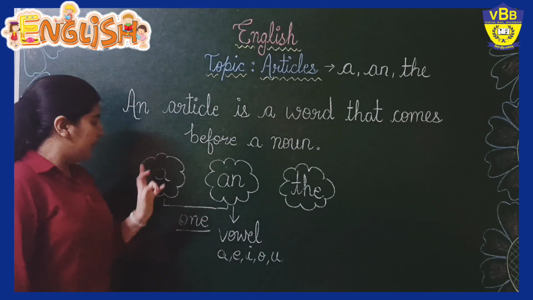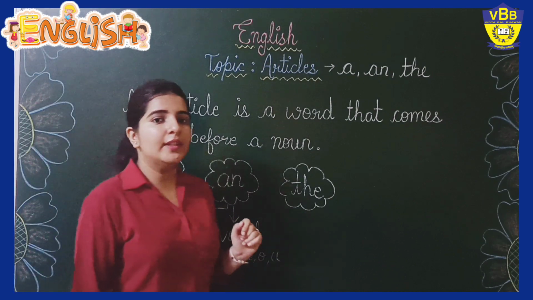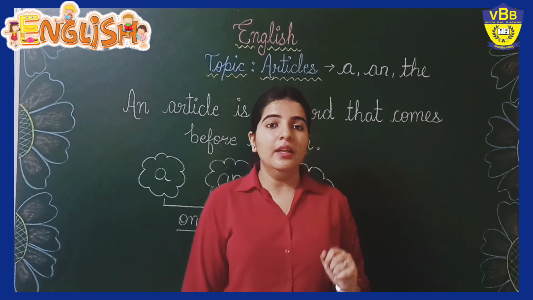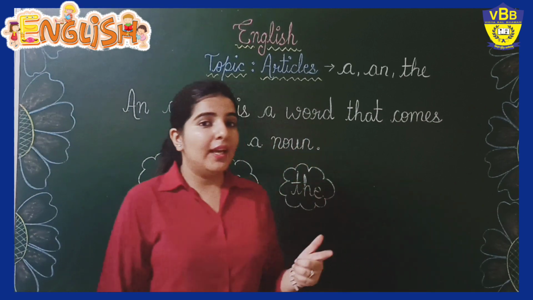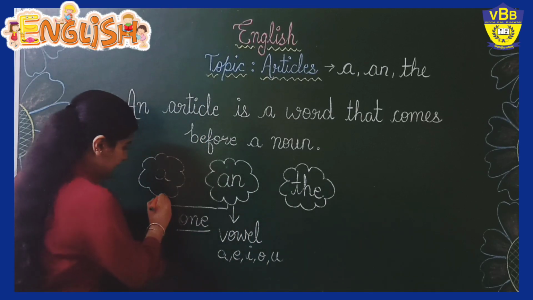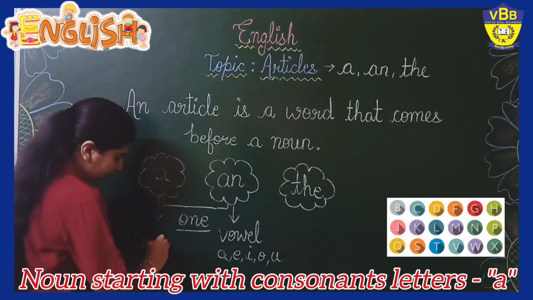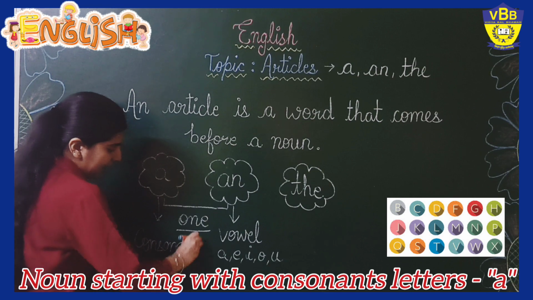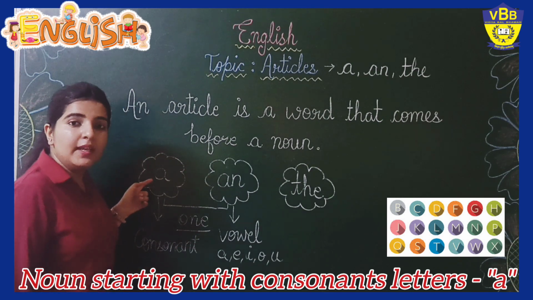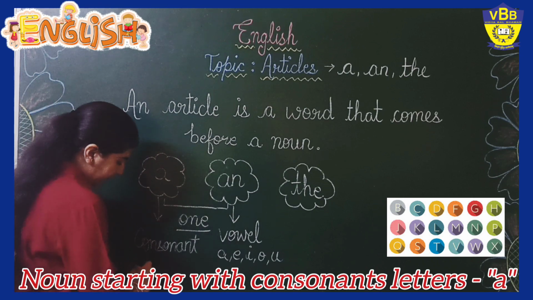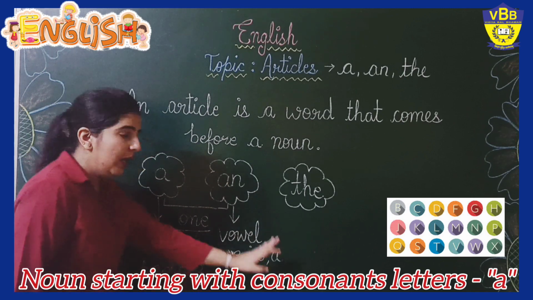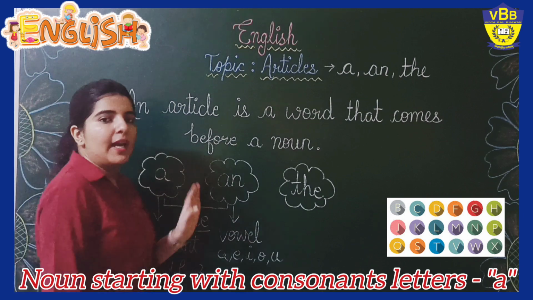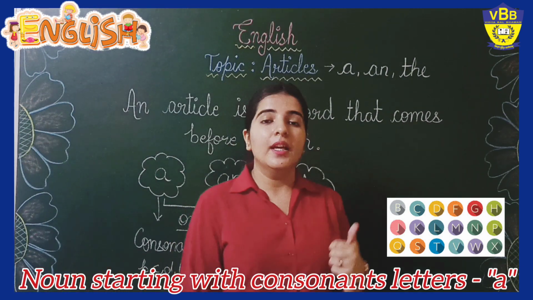Now, where to use a? Along with the vowels, we have learned about the rest of the 21 letters of the alphabet, known as consonants. So with consonant words, we use a. From B, C, D, F till Z, excluding A, E, I, O, U, we have consonants, and with consonants we use a.